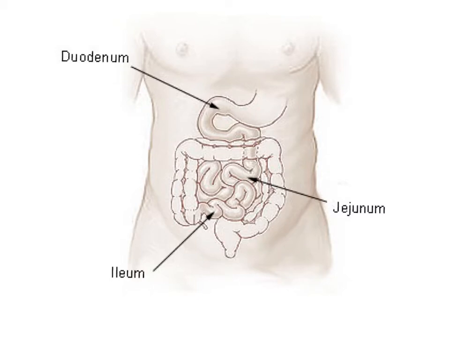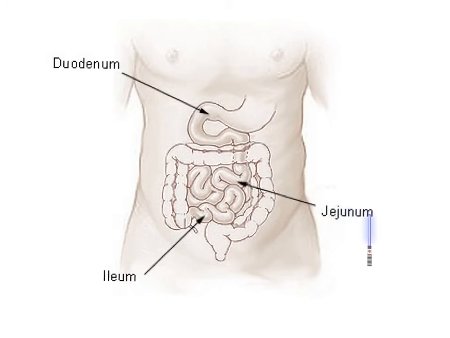The two parts of the small intestine that we will be discussing are the jejunum and the ileum. The small intestine as a whole lies in the central and lower part of the abdominal cavity. The jejunum is the middle of the small intestine, and the ileum is at the end of the small intestine that connects the small intestine to the large intestine.